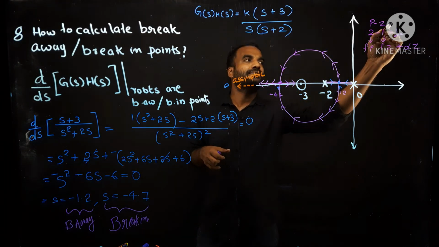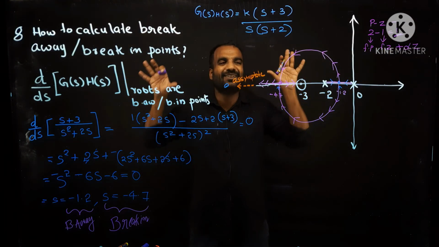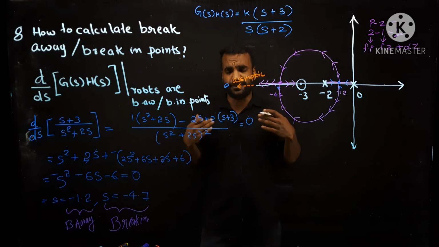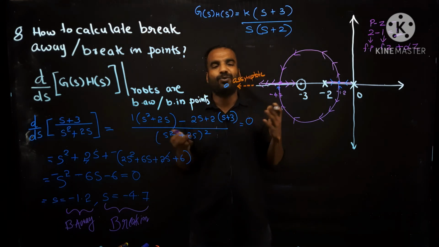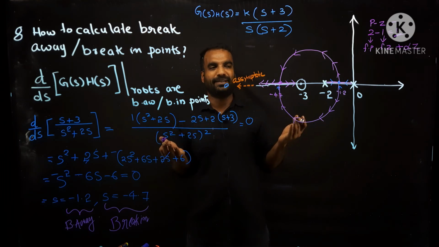If P minus Z is 0, then what happens? No need to travel to infinity. Everything is there within the system, so no asymptote is needed. You have to think how a pole can find its zero. Then root locus will be a simple technique.